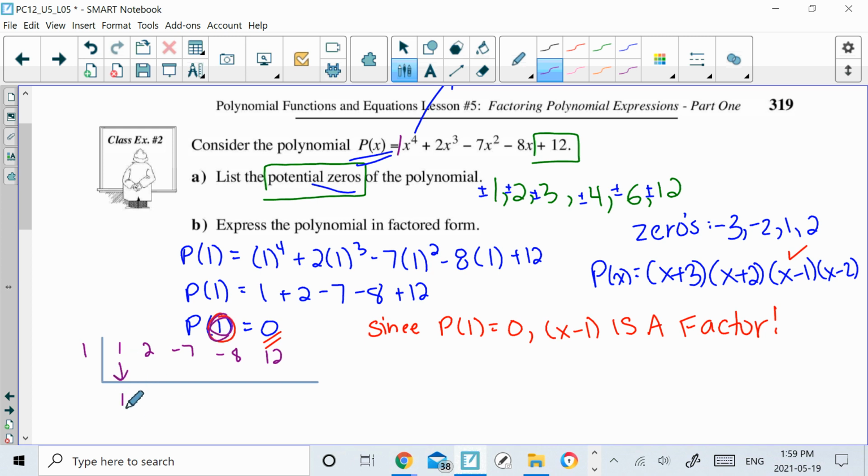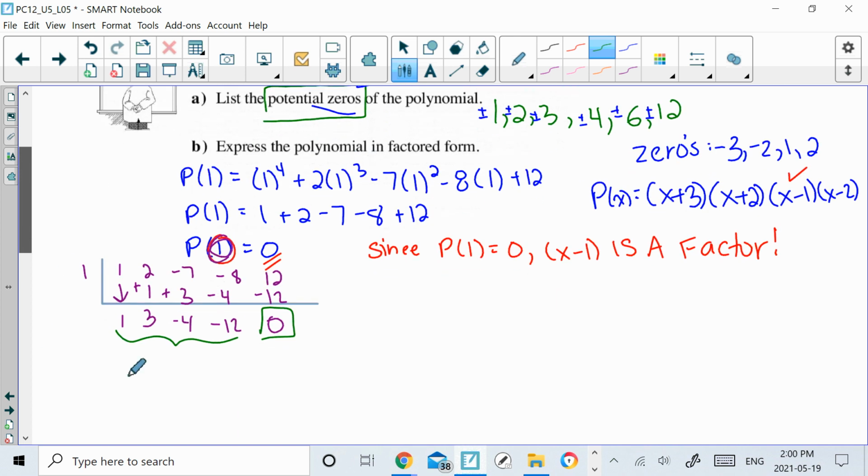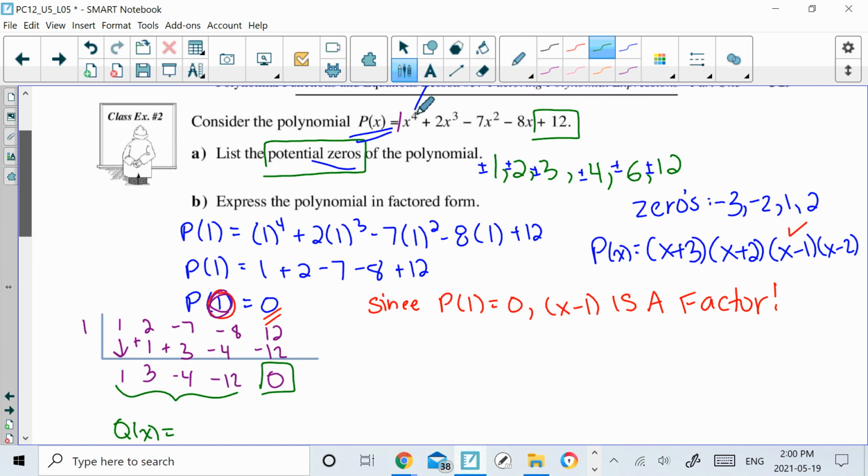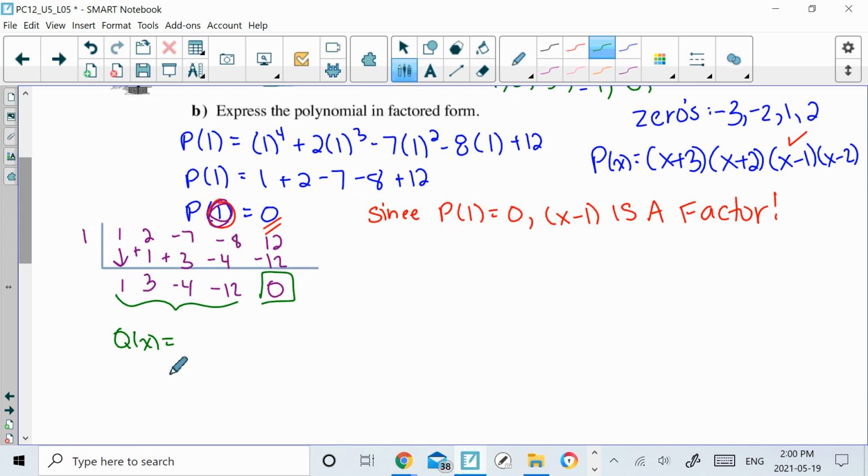Drop your 1, and from here, carry out your multiplication. Carry out your addition, multiply, add, multiply, add, multiply, and when you add those two, you get 0. This, remember, is your quotient. If this was a 4th degree polynomial, and it was, right? This is a 4th degree polynomial. This quotient is going to be a 3rd degree polynomial.